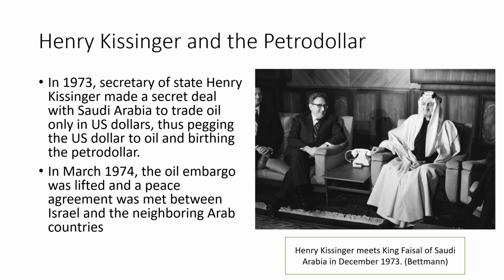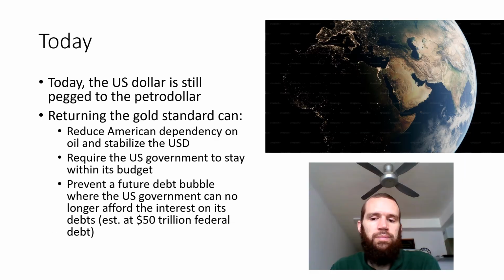Also in 1973, Secretary of State Henry Kissinger made a secret deal with Saudi Arabia to trade oil only in US dollars, thus pegging the US dollar to oil and birthing the petrodollar. In March 1974, the oil embargo was lifted and a peace agreement was met between Israel and the neighboring Arab countries. On the right, we have Henry Kissinger meeting King Faisal of Saudi Arabia in December of 1973. Today, the US dollar is still pegged to the petrodollar. This is how the world system kind of runs today.